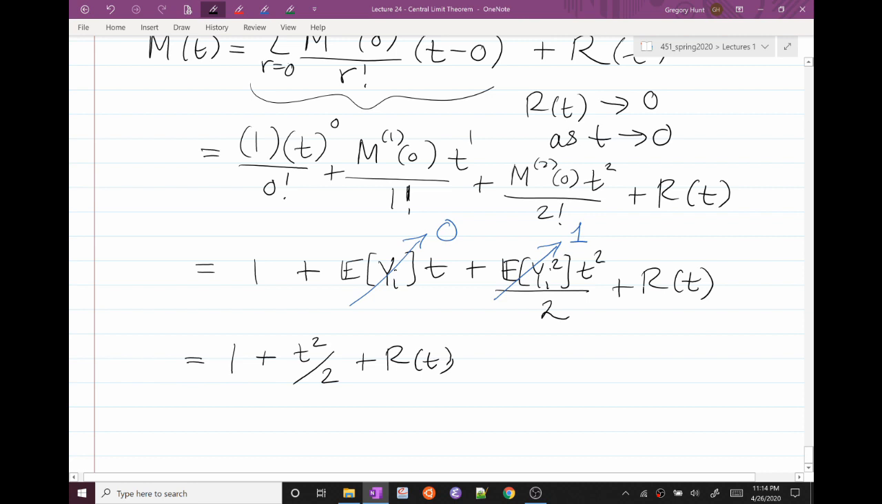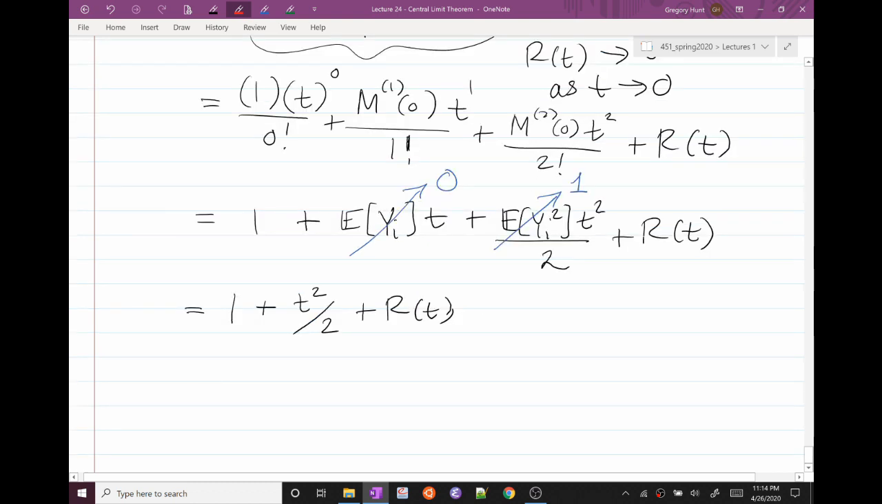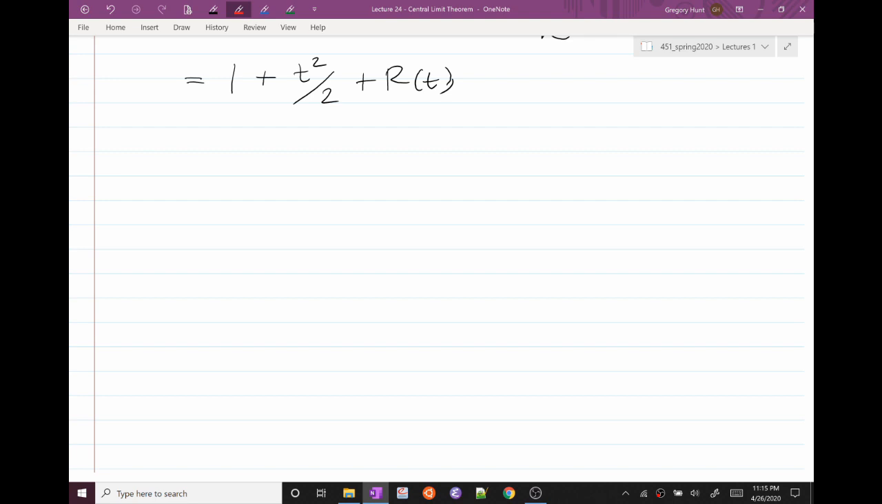So what we showed here is, of course, our MGF for any of these y sub i individually. So you could say it's m y sub i if you want. And so let's recap the facts that we've developed so far. So what are our facts? 1, m of t, or m of any of these individual little y sub i, is 1 plus t squared over 2 plus r of t.